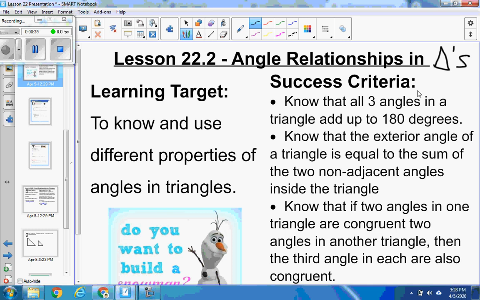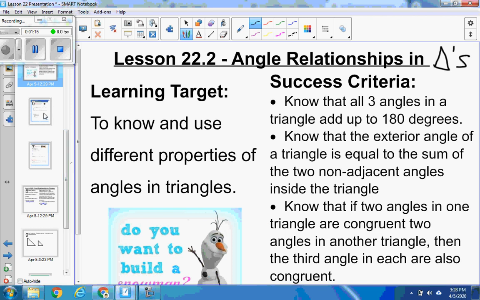And those success criteria, remember, 3 angles in a triangle add up to 180 degrees, no matter the triangle, as long as it's a triangle. Second success criteria, the exterior angle of a triangle is equal to the sum of the interior angles. I don't know if that comes up in today's lesson. I don't think it does, but it adds up to the 2 non-adjacent interior angles, so the ones that are not touching it. And then finally, another thing that we're going to use is know that if 2 angles in one triangle are congruent to 2 in another triangle, then the third angle in each are also congruent.